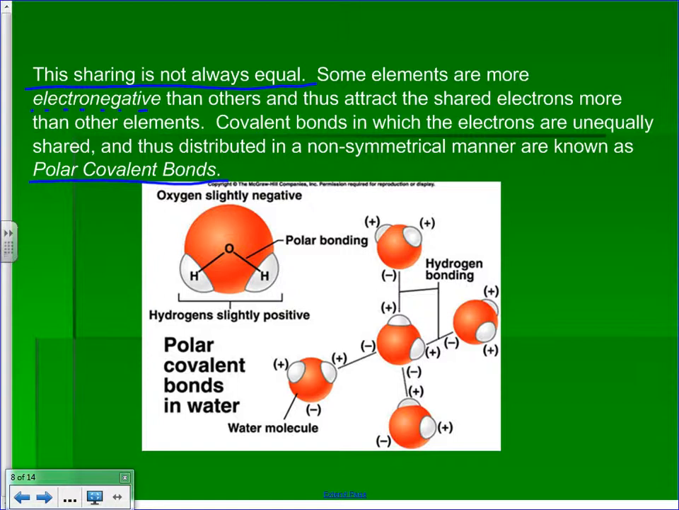Here's what that leads to. If I've got a positive end and a negative end to a molecule, could it become attracted to other molecules that are also polar?